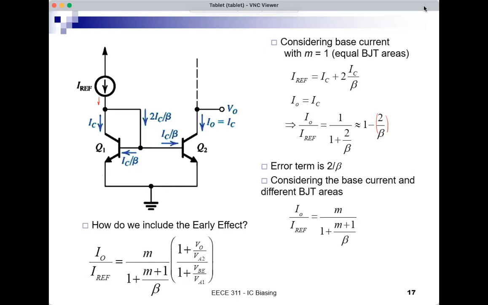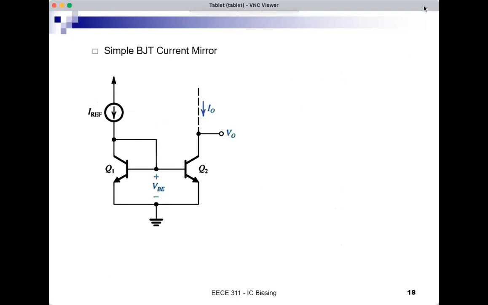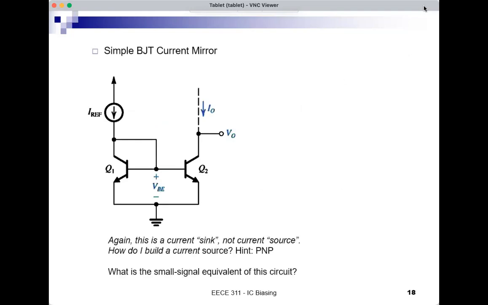And you see that IO now depends on VO, and therefore this is not an ideal current source. IO would increase when VO increases, and we can measure this non-ideality by estimating the output resistance of the current source, which we can show to be also small RO2 of Q2. So this is a simple BJT current mirror that we just analyzed.